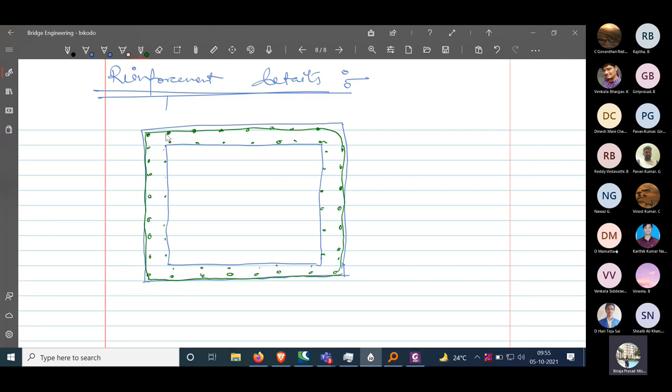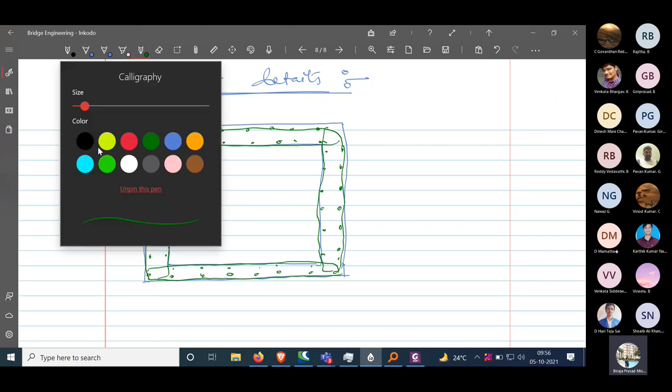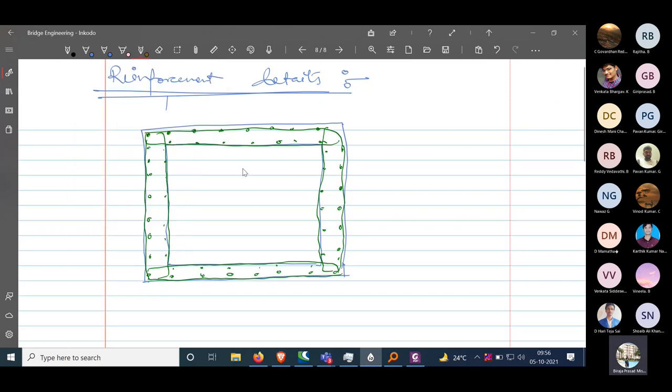Okay, next these ones, the inside ones. This one. And this one also. This one too. Okay, so now what are these? These two different types are there, right? 10 mm dia, and the center to center distance is 150 mm, 150 center to center.